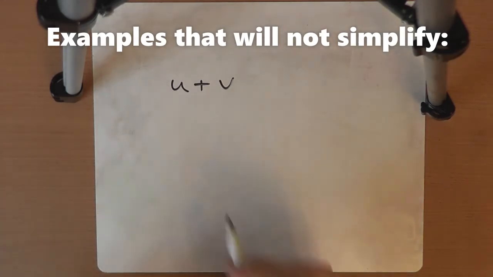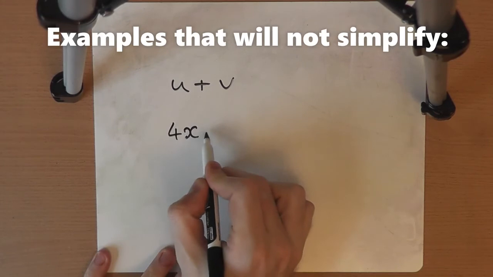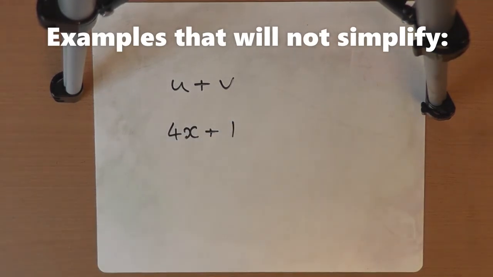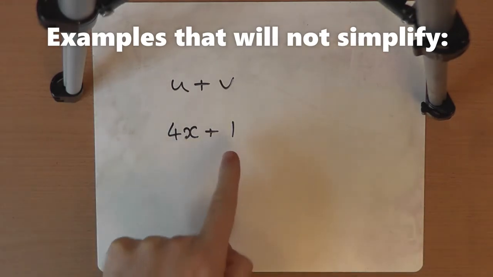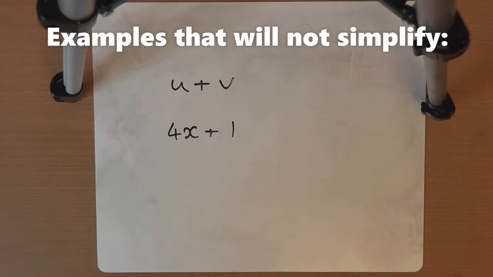Something else that won't simplify, if we had, for example, 4x plus 1. Tempting as it would be to say this is 5 lots of x, it is not, because this is 4 lots of a particular number x, and this is just 1. Not 1 lot of x, not 1 apple or 1 pound, just 1.